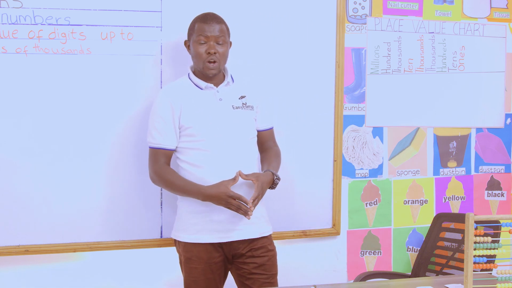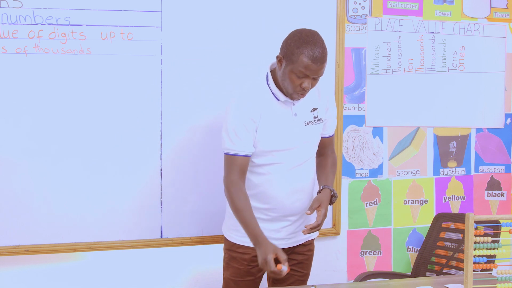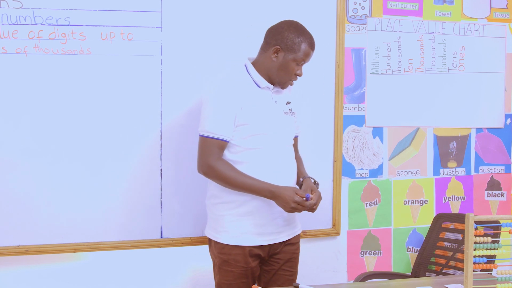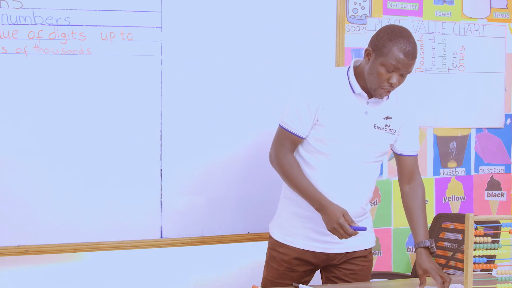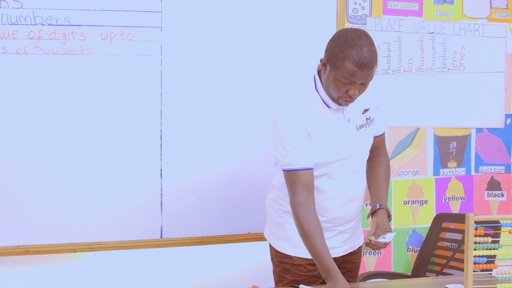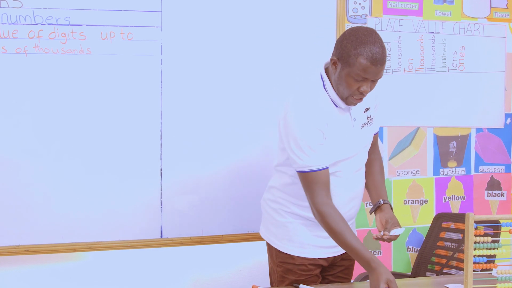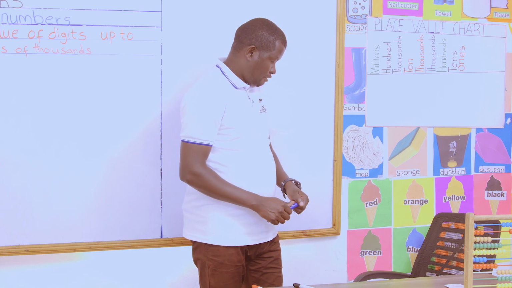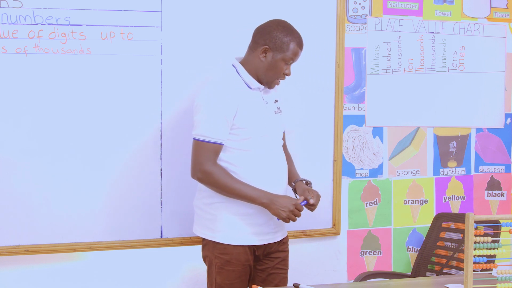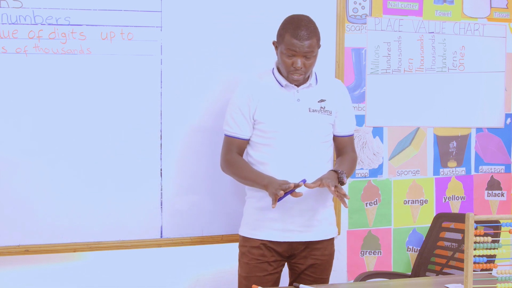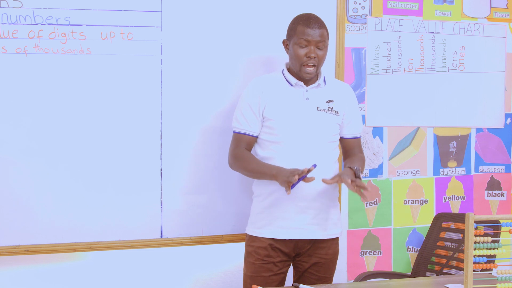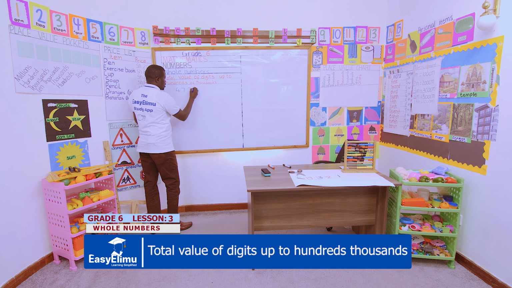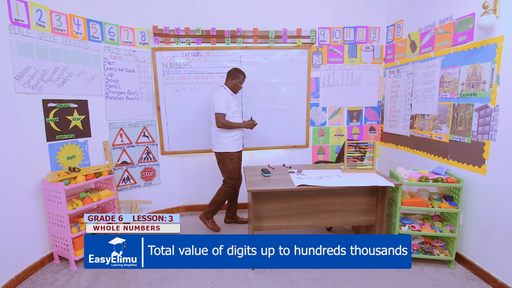Now, write the following digits on the manila paper, then cut them out. The digits are 4, 7, 3, 2, 1. That is a five-digit number, and we learned about five-digit numbers while we were in Grade 5. Let us first identify that number: 4, 7, 3, 2 and 1. Can you kindly cut each digit apart?